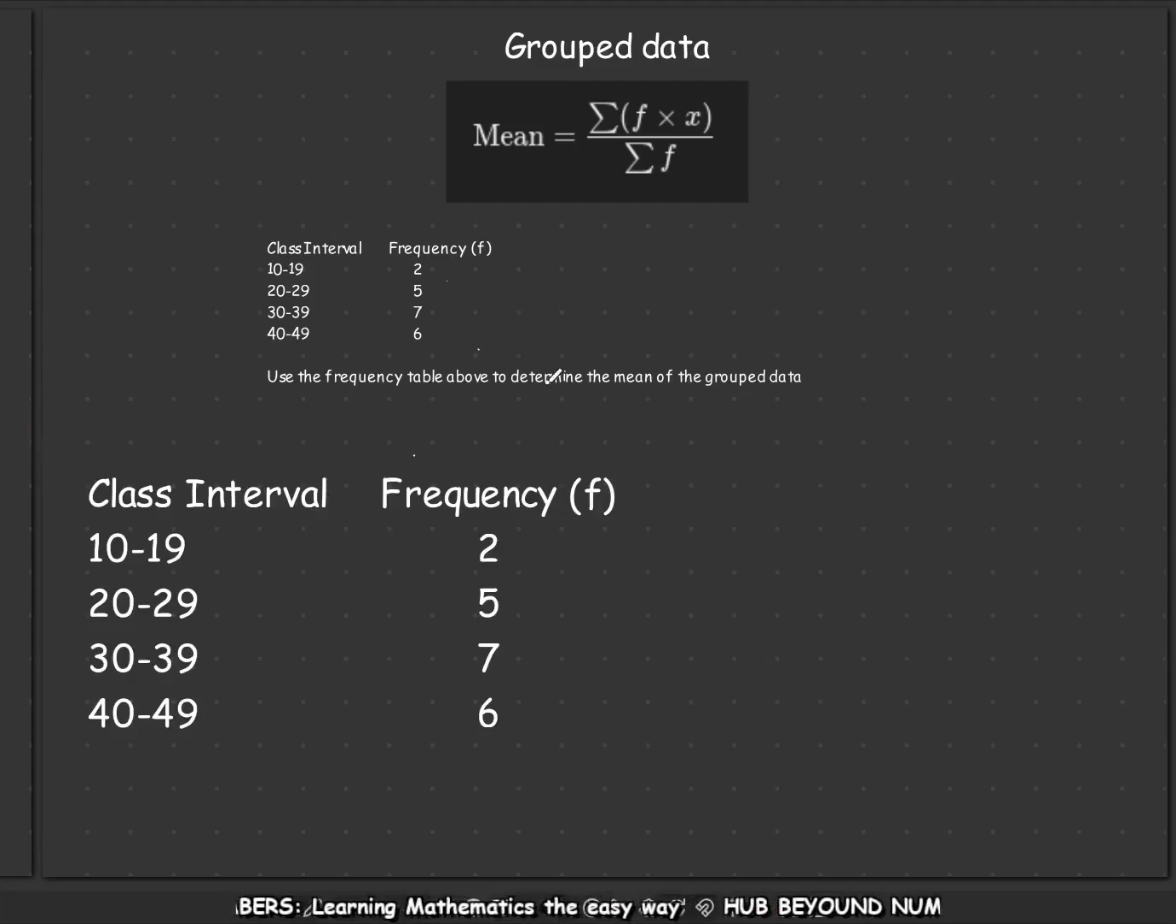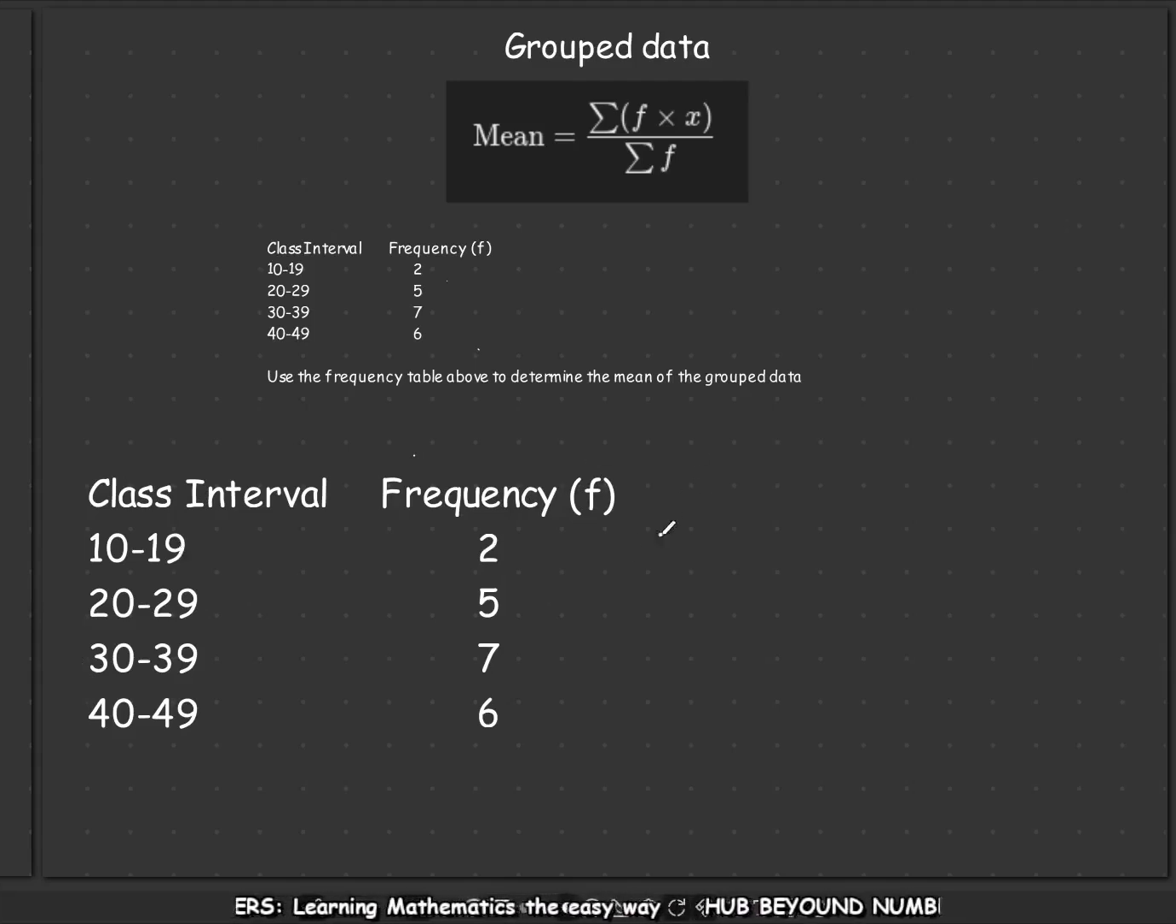So to use this grouped data to get our mean, we'll have to copy it again, right? So we copy it again, and this time around, our formula says we should multiply f by x. But we have our frequency. Meanwhile, this here is an interval. So since it is an interval, you would have to get your own x.